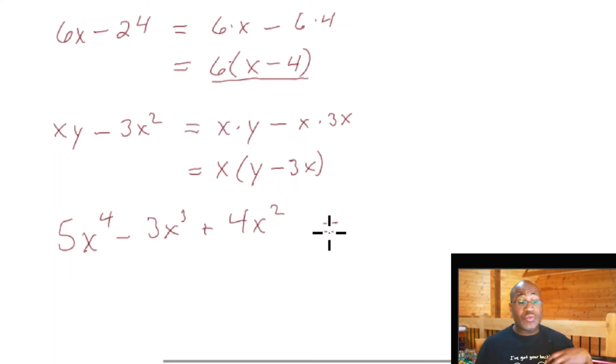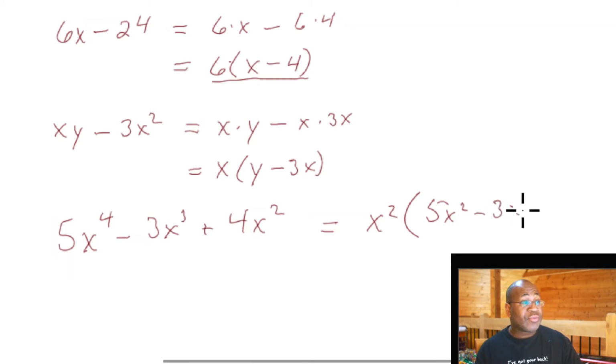Now in this instance, we can see that all of the terms have a common factor of x, but they're raised to different powers. The rule here is that we typically factor out the smallest power of the common factor. So common factor being x, the smallest power of x that we see here is x squared. So we'll extract x squared. And then when we extract it from each of these terms, we'll have 5x squared minus 3x plus 4.